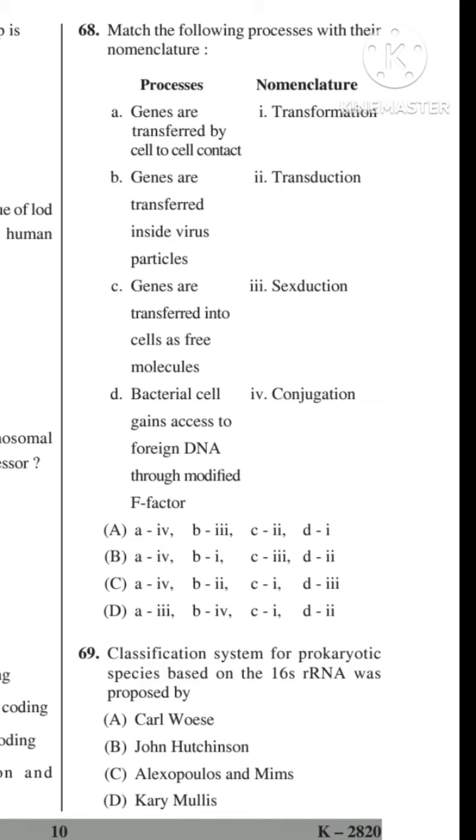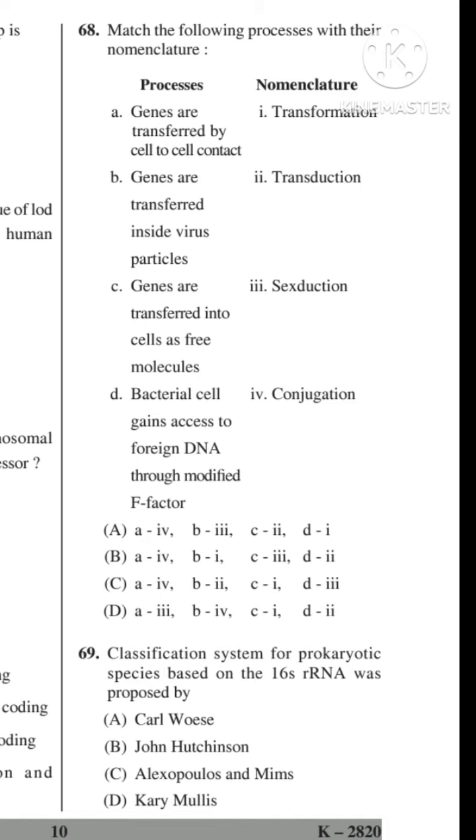C, genes are transferred into cells as free molecules. So C goes with 1, that is transformation. And a bacterial cell gains access to foreign DNA through modified F factor. F factor is nothing but fertility factor. Therefore the third one, we call it sexduction. So the right answer is option C. So for 68, C is the right answer.